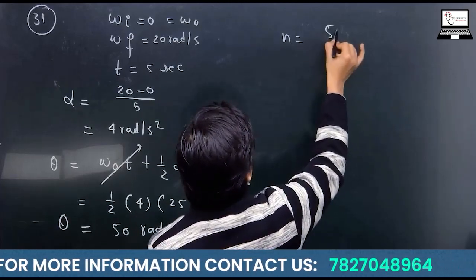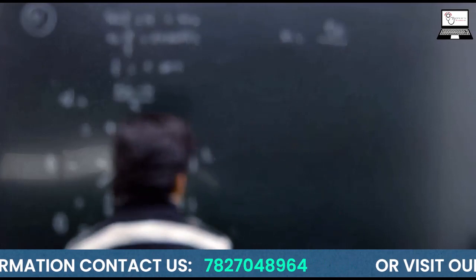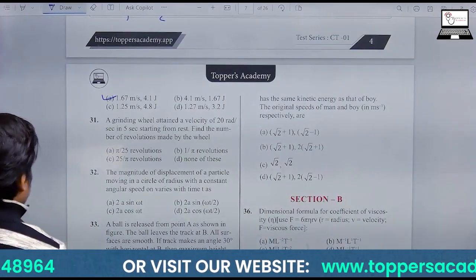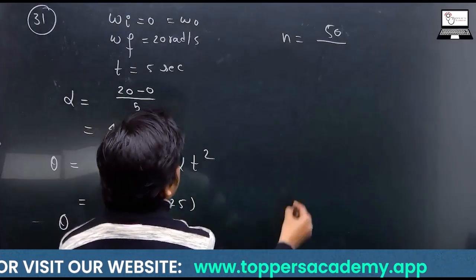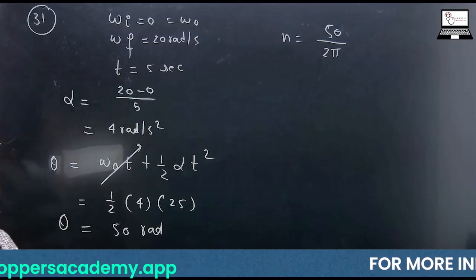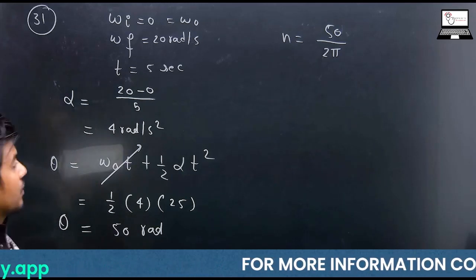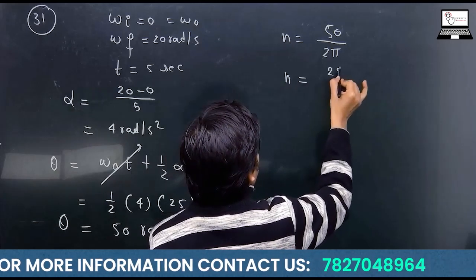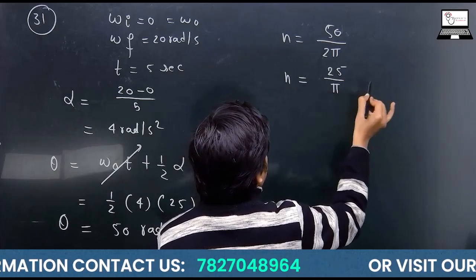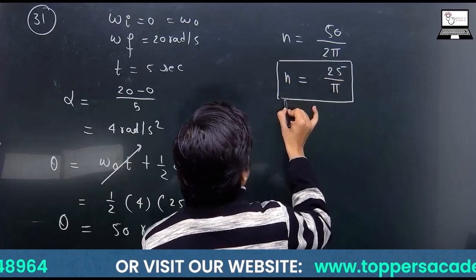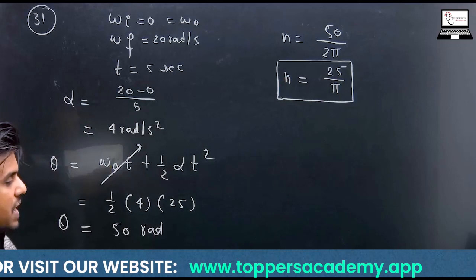So 50 divided by 2 pi, because in one revolution the angular displacement is 2 pi radian. So you will get the number of revolutions equal to 25 by pi.